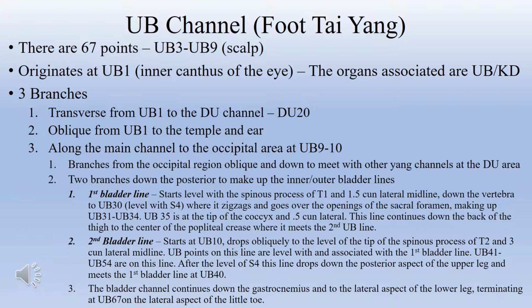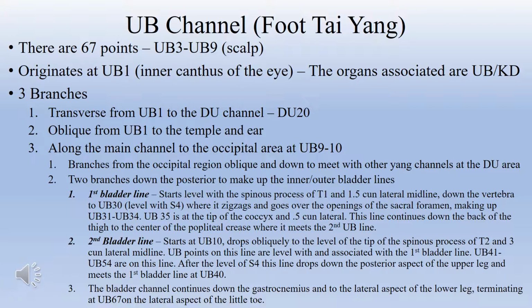The UB channel, Foot Tai Yang. There are 67 points. UB3 through UB9 are on the scalp. The UB channel originates at UB1, the inner canthus of the eye. The organs associated with it are the UB and the kidney. 3 branches. 1 is transverse from UB1 to the Du channel at Du20. 2 oblique from UB1 to the temple and ear. 3 along the main channel to the occipital area at UB9 and 10.